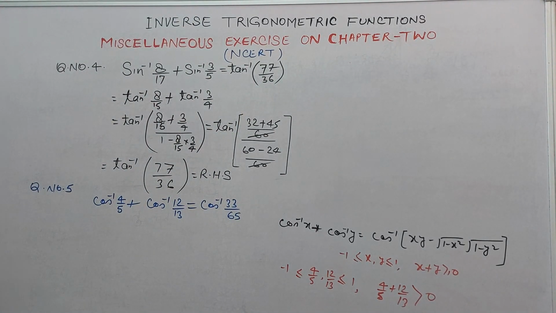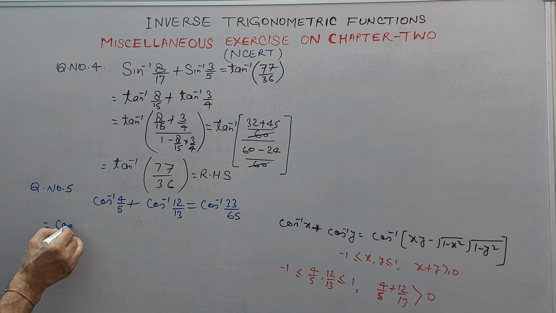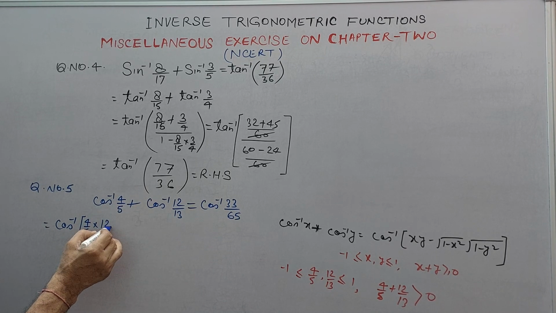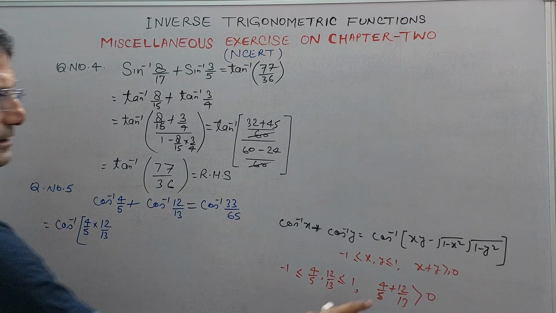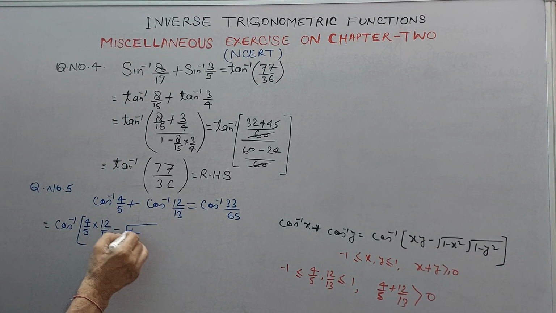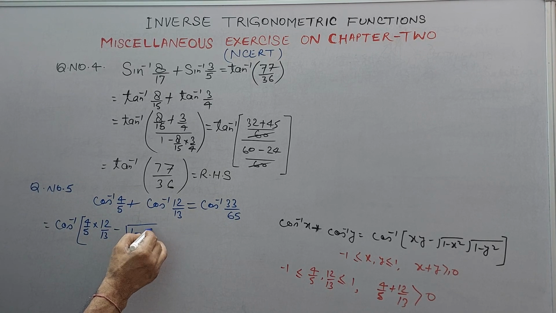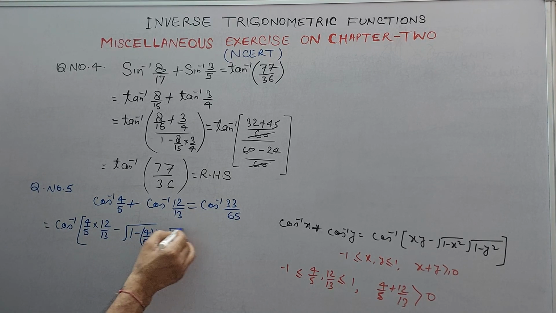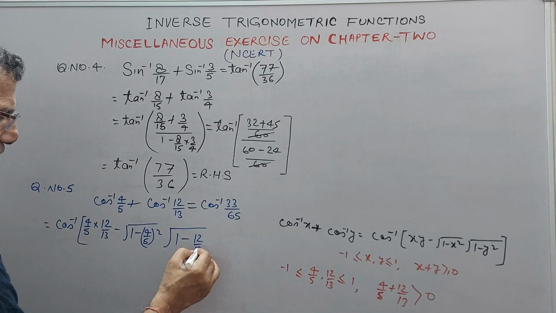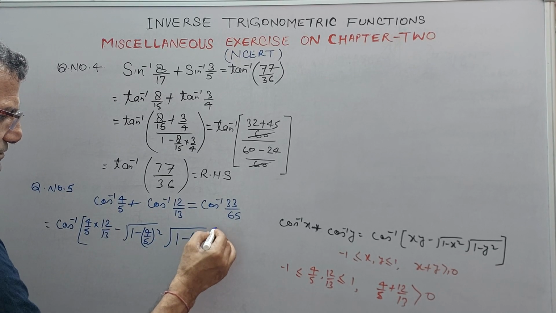Let us solve this question. So using this formula, cos inverse of x into y, with x and y being 4 upon 5 and 12 by 13, x into y minus root of 1 minus 4 upon 5 whole square, into 1 minus 12 upon 13 whole square.